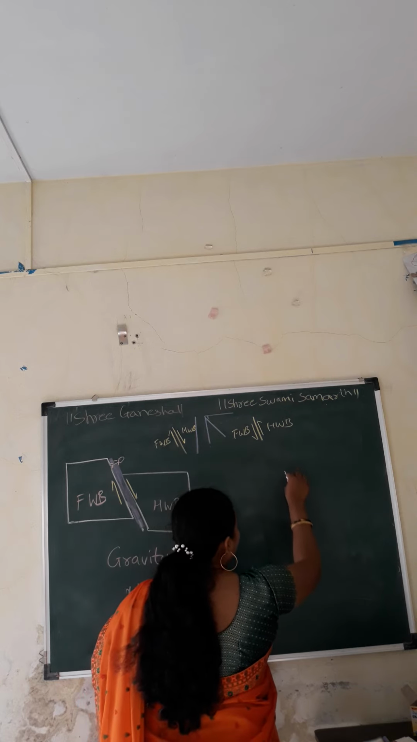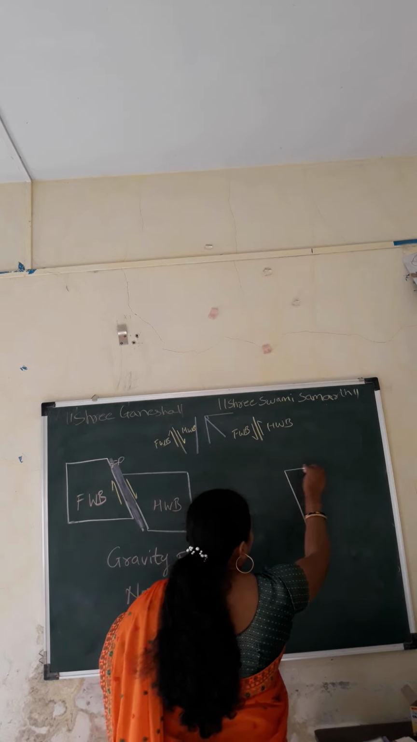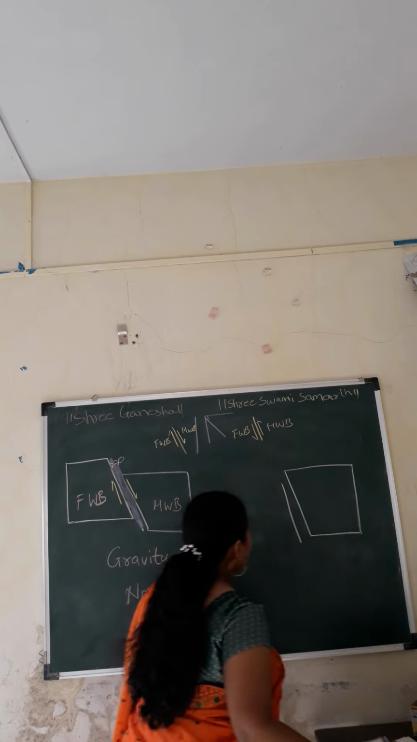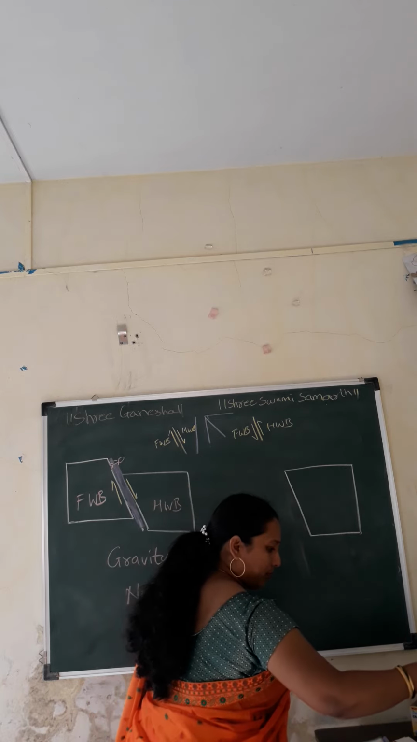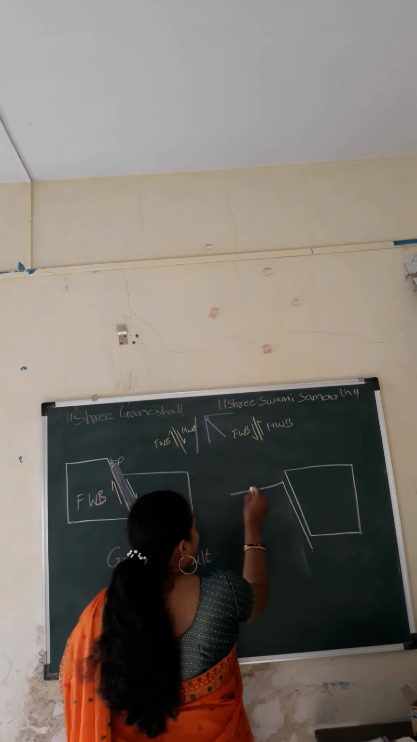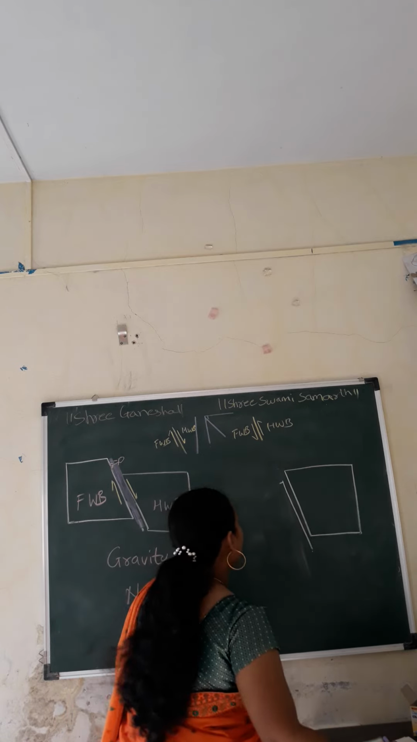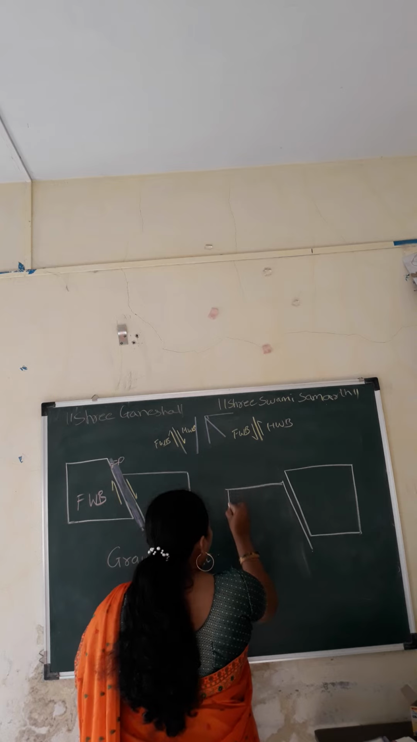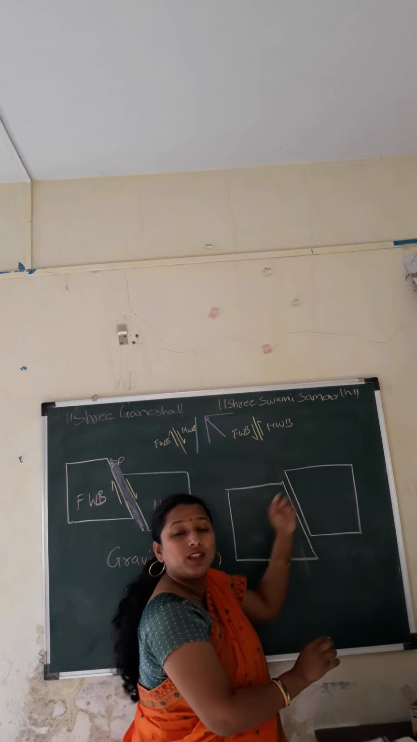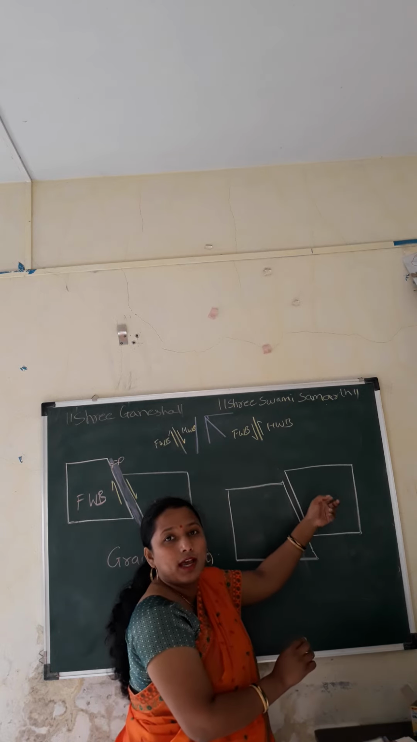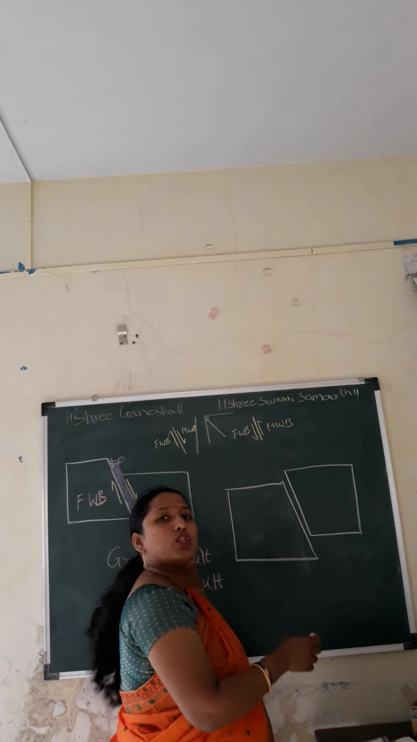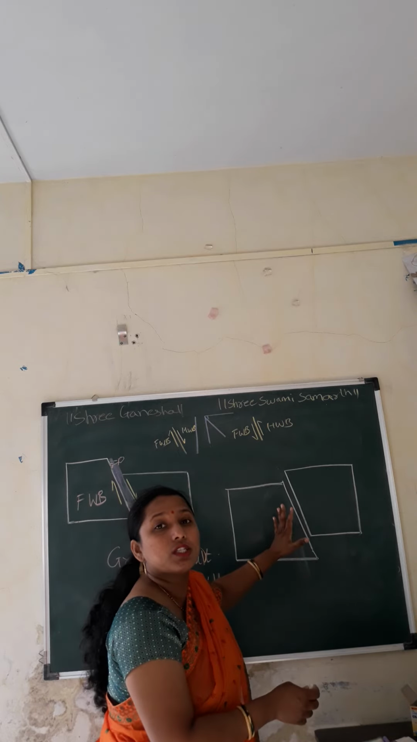I'll again draw one block diagram. Therefore, this kind of fault where the hanging wall block has gone up with respect to the foot wall block is known as reverse fault, because this happens under reverse conditions. It is just reverse to what is gravity fault or normal fault. It is known as reverse fault or thrust fault.